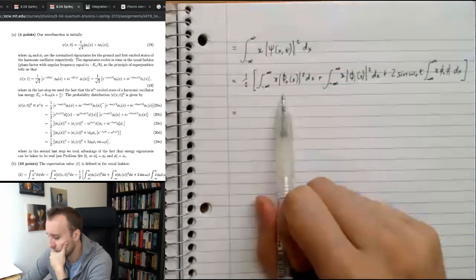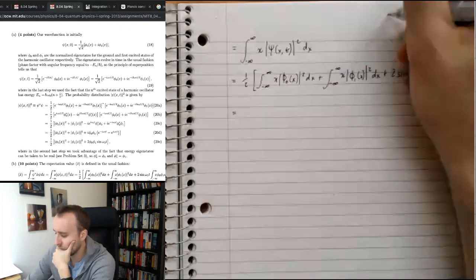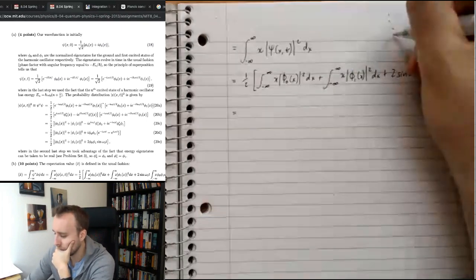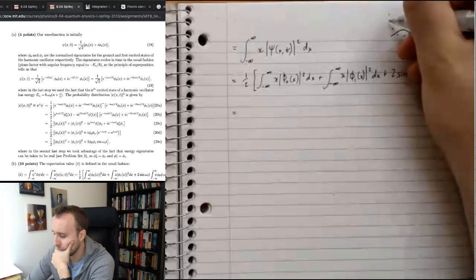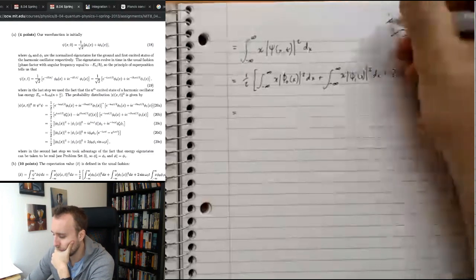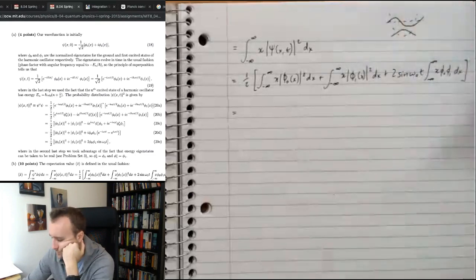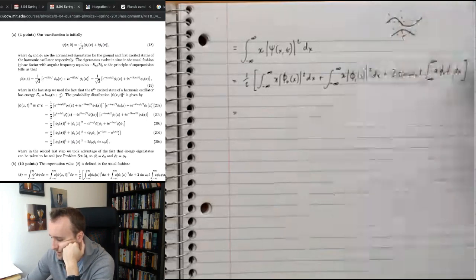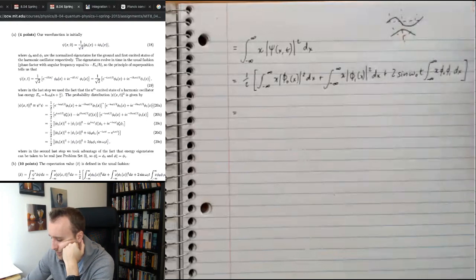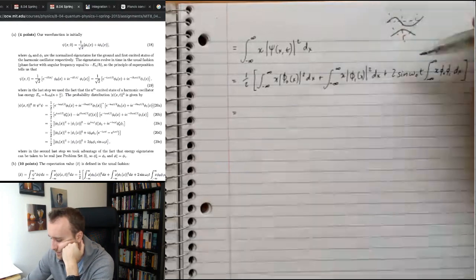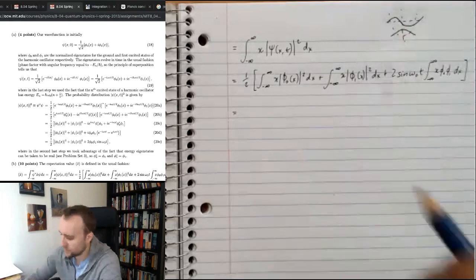Can we use symmetry to say this is zero? I mean, this is anti-symmetric. Because, like, what do we have here? We've got some kind of harmonic thing. And then we've got the zero state and the, you know, it's like that, right? I think because of symmetry, these are both going to be zero, no? Let me just add a question mark.